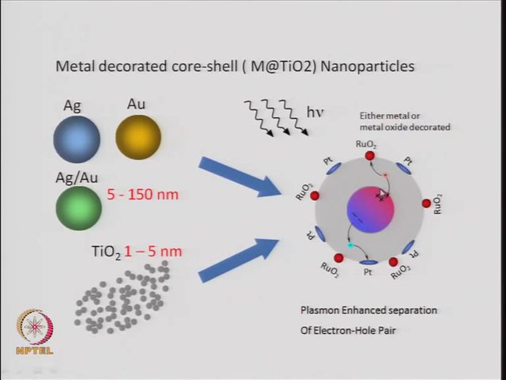holes. And if you have a particle like a metal, like platinum, then the electron will quickly get separated onto the platinum, and then the hole will reside in the core, and the electron will move to the surface. So, you have effectively separated the hole and the electron. If you use an oxide like ruthenium oxide, then it does not take up the electron like platinum does, but it will remove the hole.